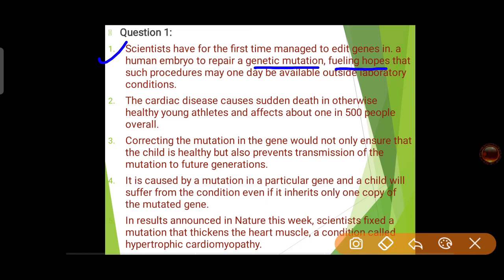Like a father is having a disease, okay, a kind of disease, and the same disease is transferred to his son. So in that case we can say that the disease is transferred due to genetic mutation. And here the second one is fueling hopes. Fueling means to boost.